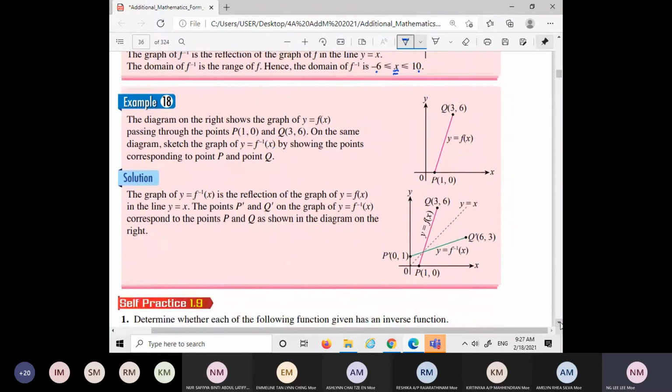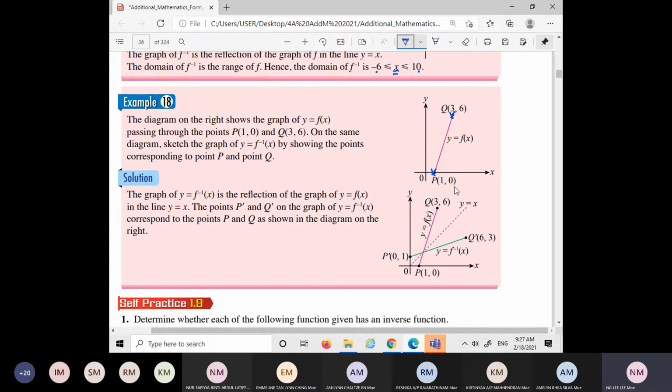Okay, now example 18. The diagram on the right shows the graph of y equals f(x), passing through the points. Point P here is (1, 0), and point Q here is (3, 6). On the same diagram, sketch the graph of the inverse by showing the points corresponding to points P and Q. So actually, same like example 17.